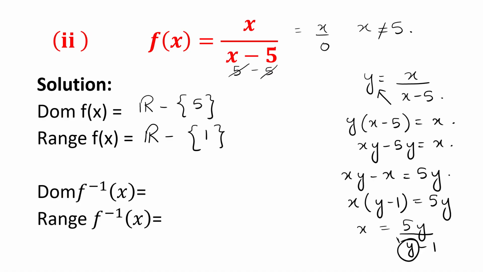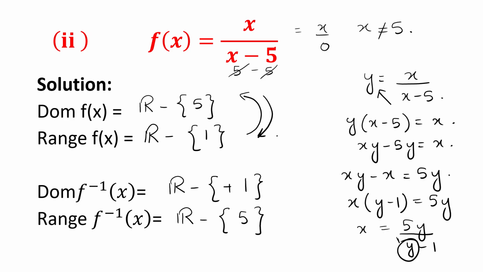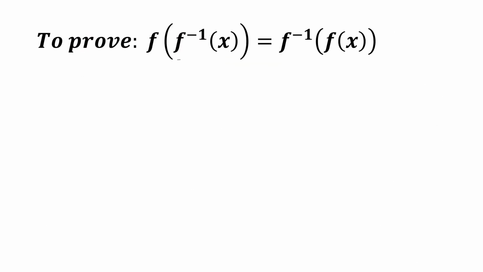Now for domain and range of the inverse function, simply swap the domain and range of the given function. So the domain of f inverse of x is R minus 1 and its range is R minus 5. We have to prove the same composition for this part also.